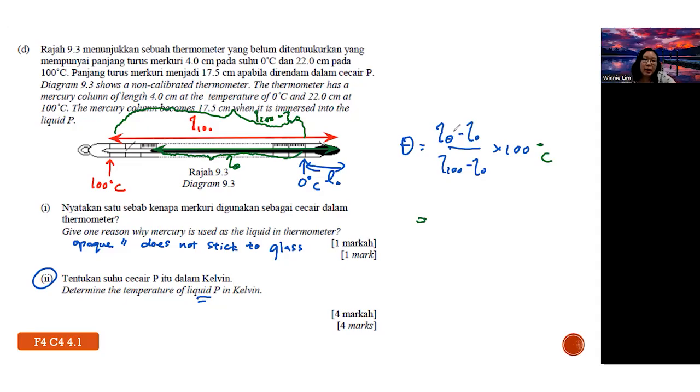So what length is L theta? It is 17.5. This is L theta. Then this portion is L0, and this is L100. Then 17.5 minus 4 over 22 minus 4, then times 100 degrees Celsius. Okay, so you all calculate. You're supposed to get 75 degrees Celsius.